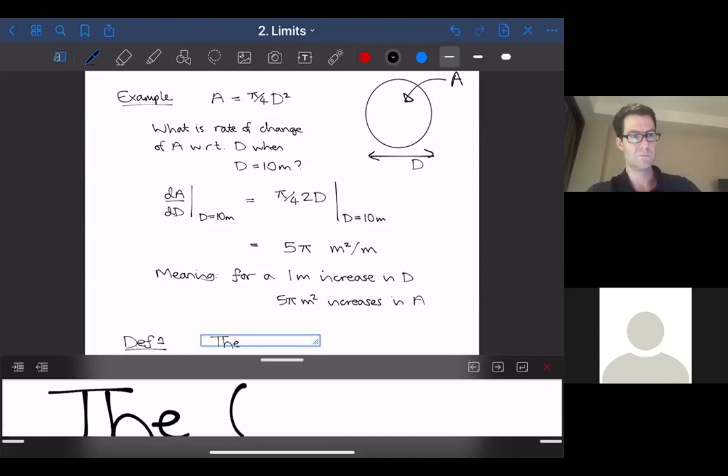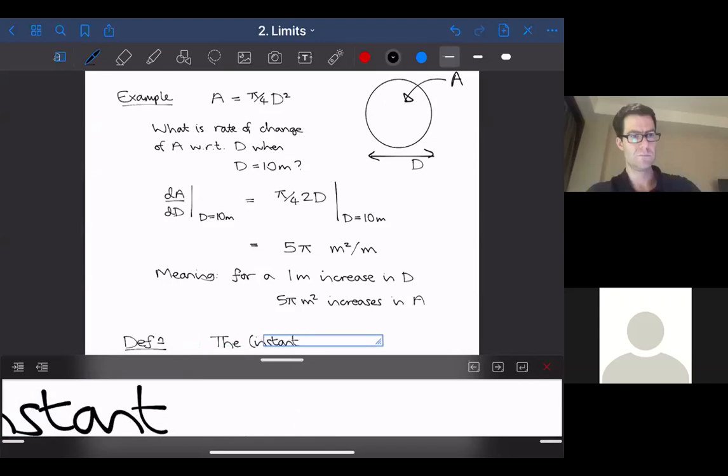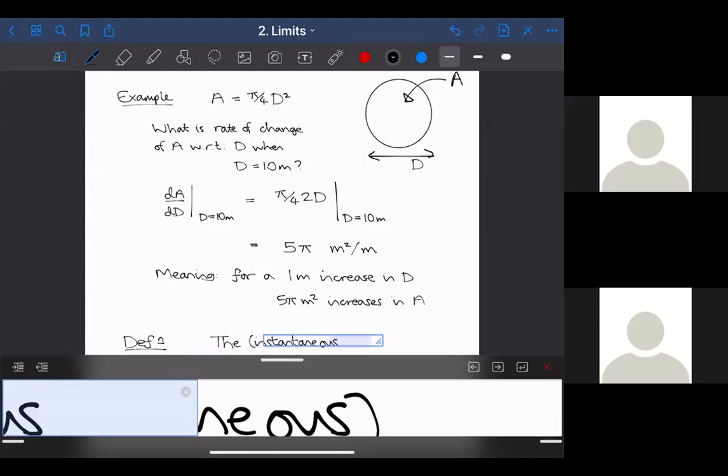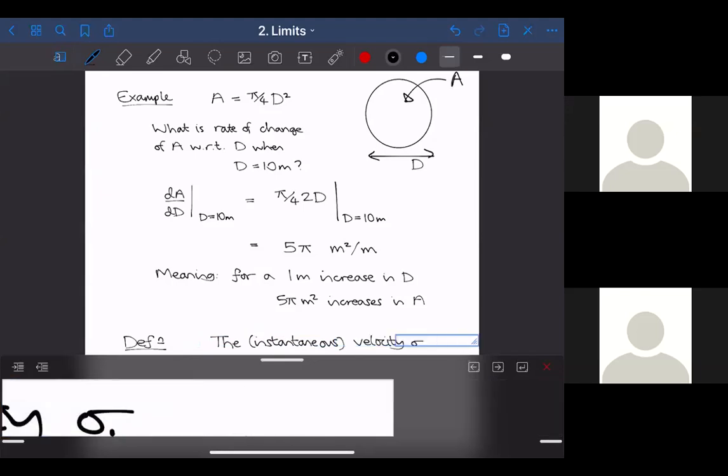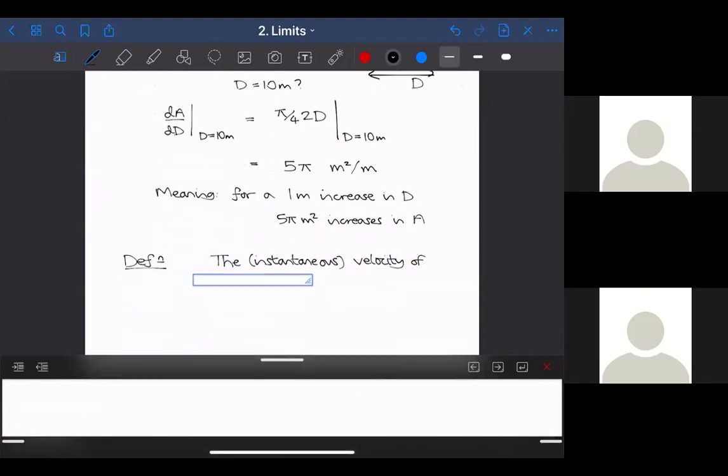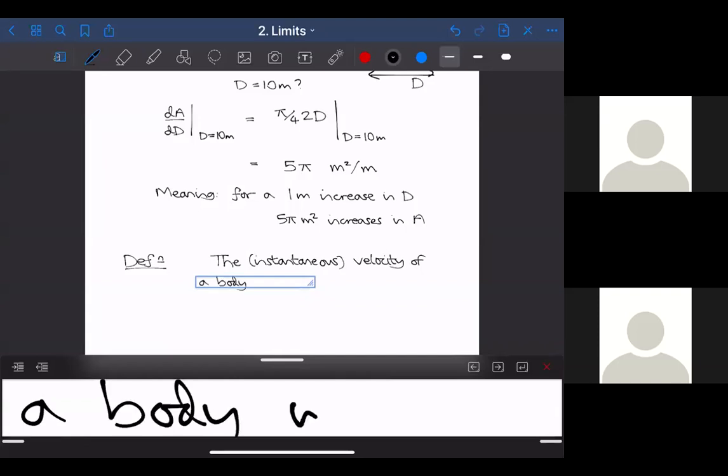So here's an example. The velocity of a body. And again, sometimes we'll say the instantaneous velocity of a body with position.